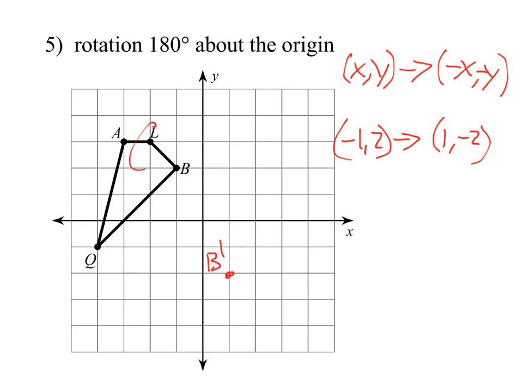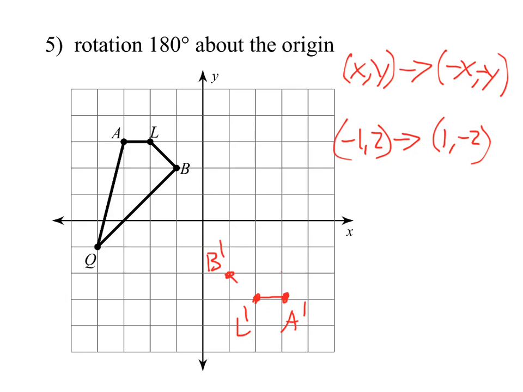And you take the next one, you take L, which is at negative 2, positive 3. So when you switch the signs on that, you get positive 2, negative 3. So that gives me L prime there. And then A is at negative 3, positive 3. So if you switch the signs, it's going to be positive 3, negative 3. So there's my A prime.